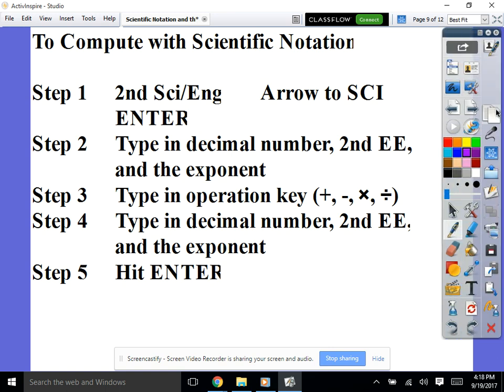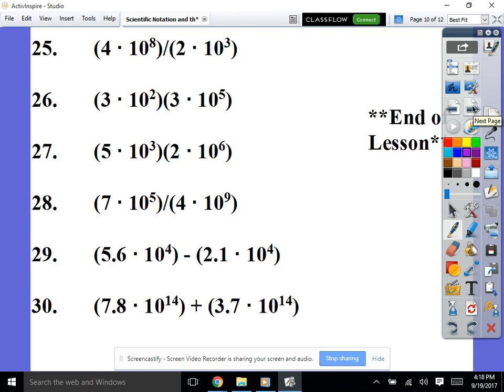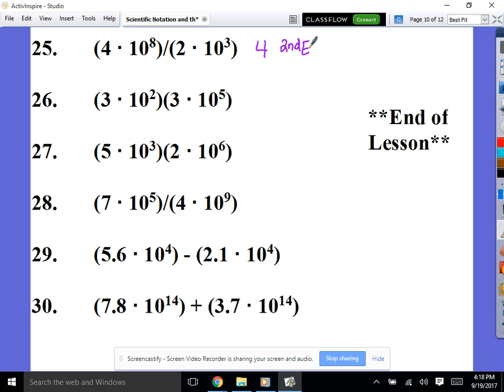So let's try some of these. Okay, so this one, you would do 4, second EE, 8. This is division, so divided by 2, second EE, 3. And hit enter. That should give you 2 times 10 to the 5th.